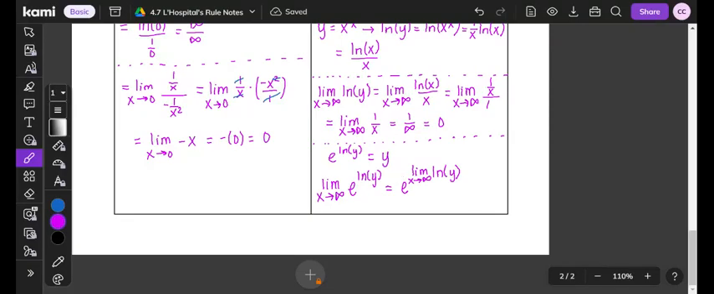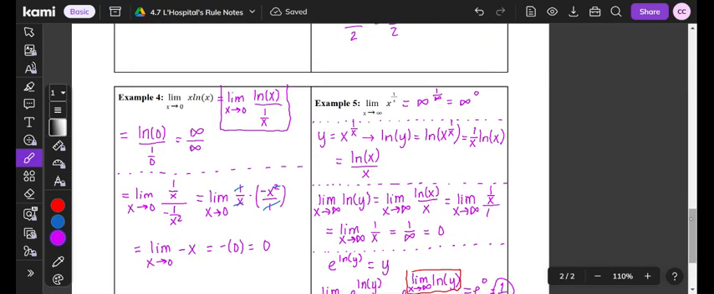And why does this help us? Because we've actually already found this guy. That's what we did right here. It's 0. So this is equal to e to the 0, which is 1.